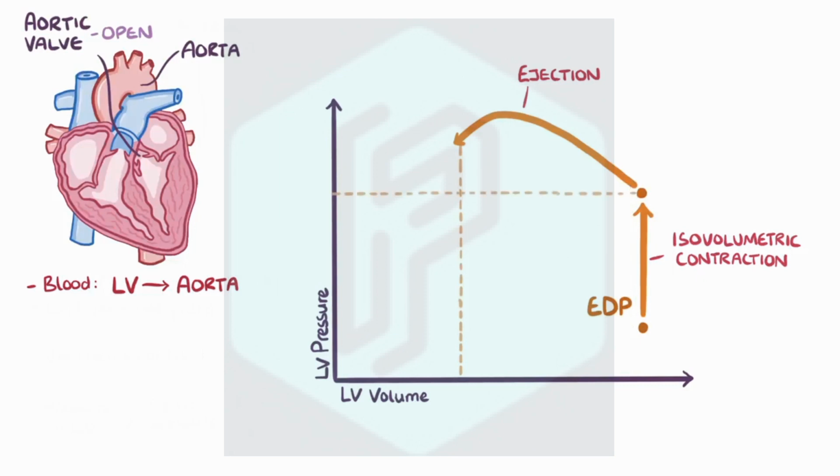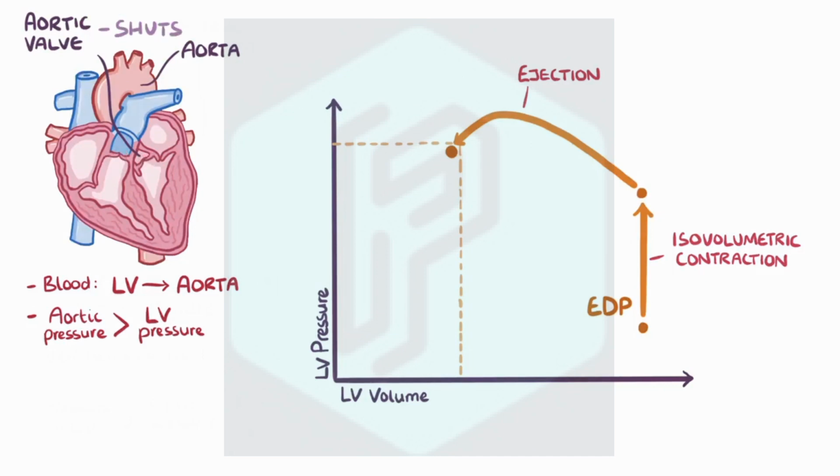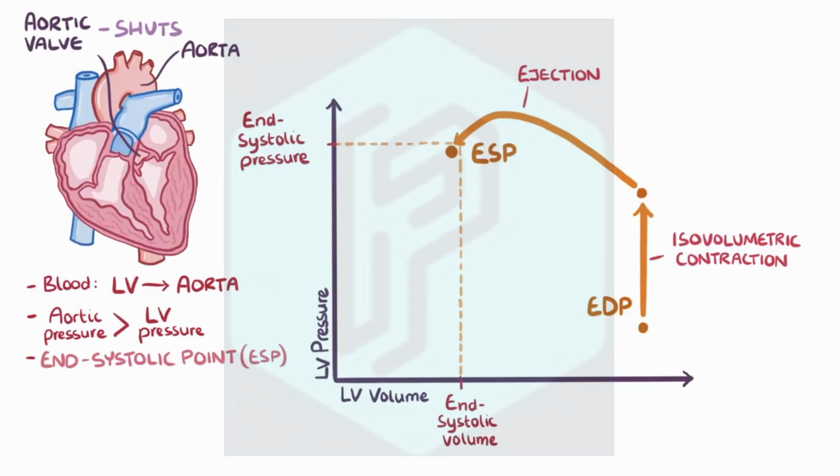The left ventricle continues to contract and ventricular pressure keeps on getting higher and higher, but then it starts to fall a bit when the aortic pressure exceeds the pressure in the left ventricle. At this point, the aortic valve shuts, and this is the end of systole, which is really imaginatively named the end systolic point. So to continue our theme of really imaginative names, the pressure in the left ventricle at this point is called the end systolic pressure, and the volume in the left ventricle at this point is called the end systolic volume.